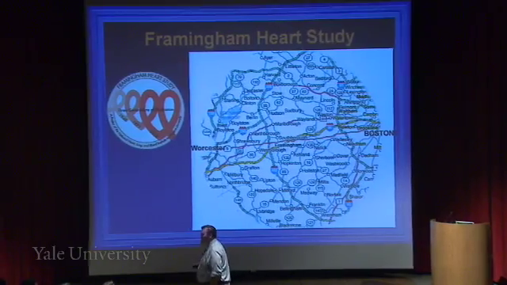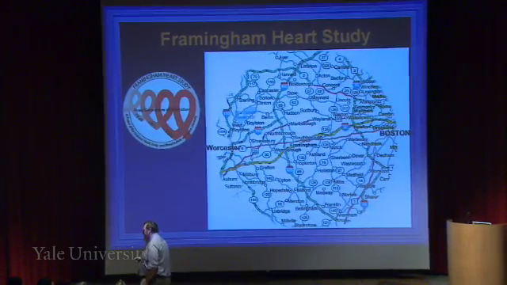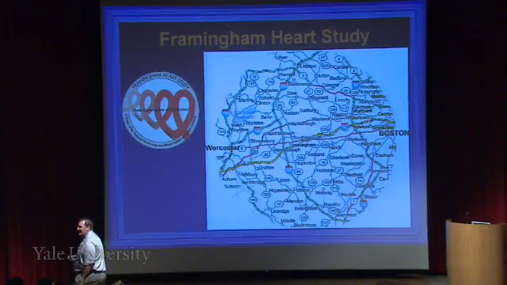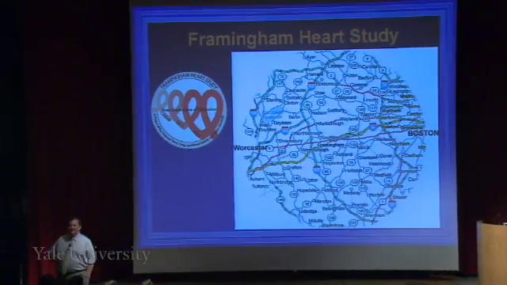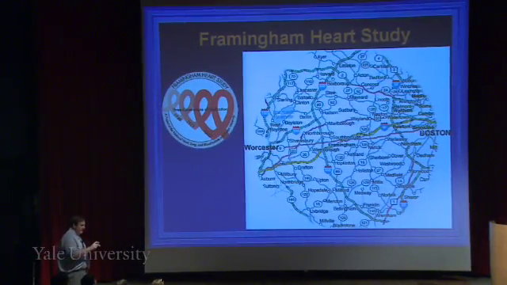Okay, the Framingham Heart Study. Framingham is a town halfway between Worcester and Boston, and you see it more or less in the middle of the map right here. There's Framingham, and a little town south of it, Hopkinton. Anybody know what that's famous for? Yeah, the marathon. It's where the Boston Marathon starts.